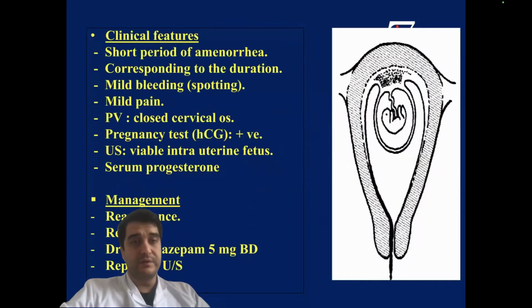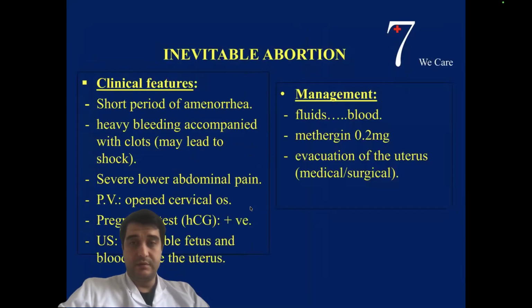So, clinical features: a short period of amenorrhea corresponding to the duration, mild bleeding, mild pain. Per vagina, you can see the cervical os is closed. On pregnancy test, you can see a positive HCG. Serum progesterone as well. Management: reassurance, bed rest, drugs. You can use diazepam, 5 milligrams, and you must repeat other laboratory diagnostics.